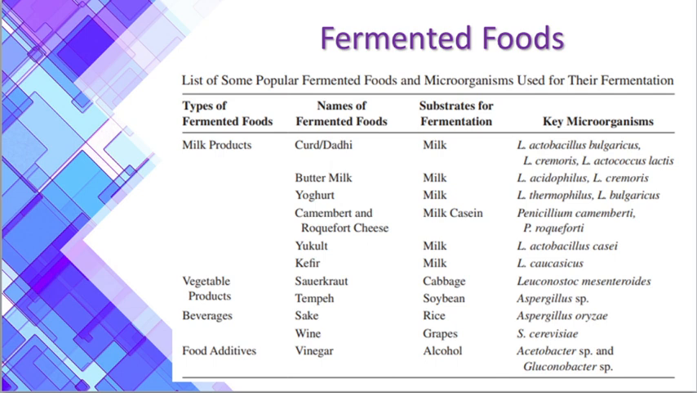Next fermented food is buttermilk, and the substrate used is again milk, and the microorganism responsible is Lactobacillus acidophilus and Lactobacillus cremoris. Next is yogurt. The substrate used for yogurt fermentation is again milk, and the microorganism responsible for fermentation is Lactobacillus thermophilus. And next thing is Lactobacillus bulgaris, and the substrate next thing is with regarding to cheese.